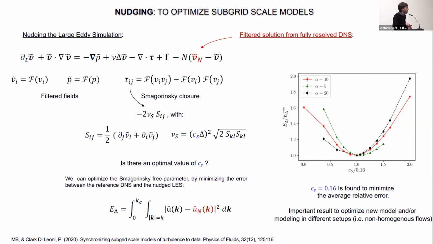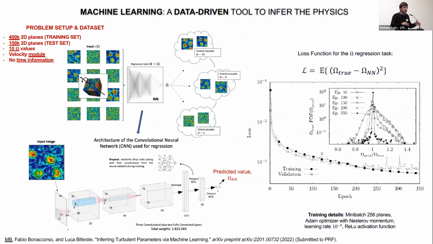We have seen that the minimum error, if you integrate the energy of the difference of these two fields, the reference minus V, is obtained when CS is equal to 0.16, which is the value generally used in the literature. Of course, this can also be used to fine-tune different models, even less trivial ones, where, for example, you have a non-homogeneity in some directions. So this is a valid approach, but it is based on the idea that we know the equations.